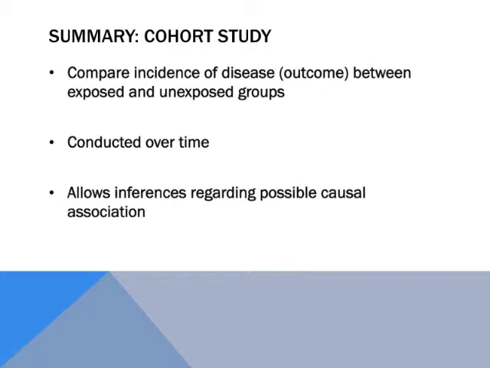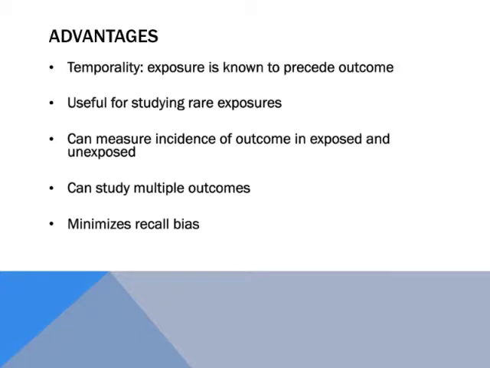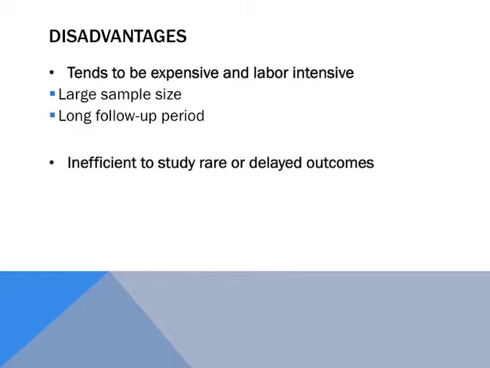In summary, cohort studies compare incidence of disease, that is, an outcome, between exposed and unexposed groups. They're conducted over time, and they allow for inferences to be made regarding possible causal associations. The ability to establish temporality is one of its main advantages, as is its use to study rare exposures, measure and study multiple outcomes, and minimize recall bias. However, cohort studies do tend to be expensive and labor-intensive and may be inefficient to study rare diseases or those with a long latency period.